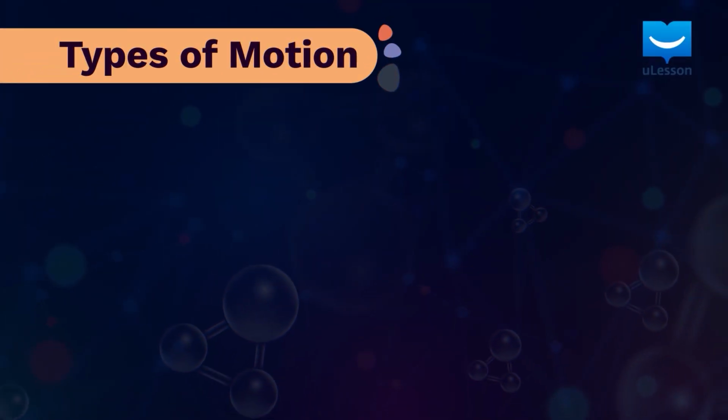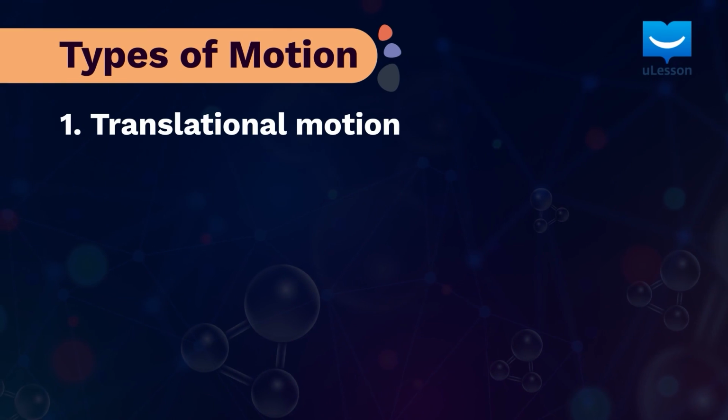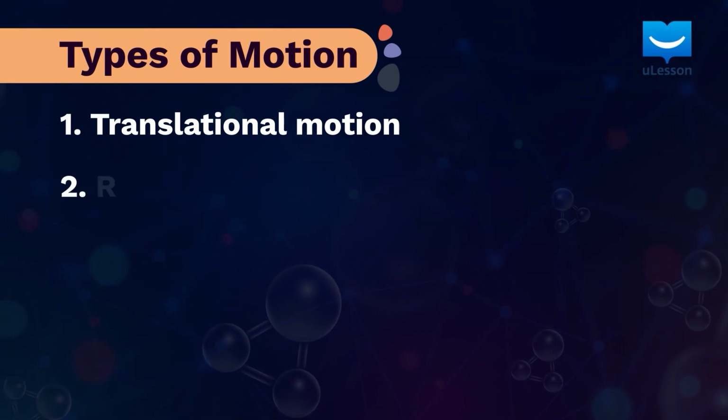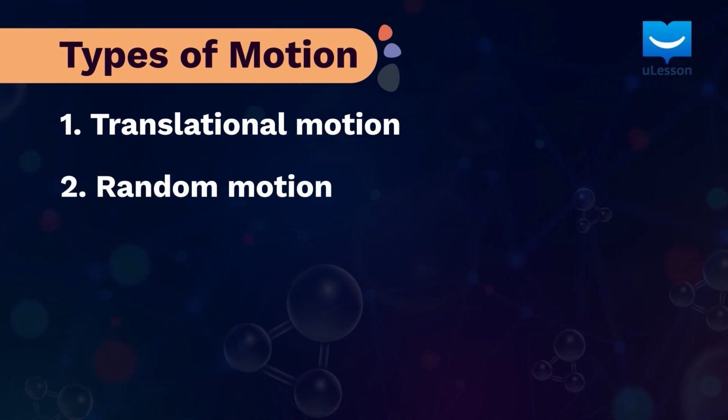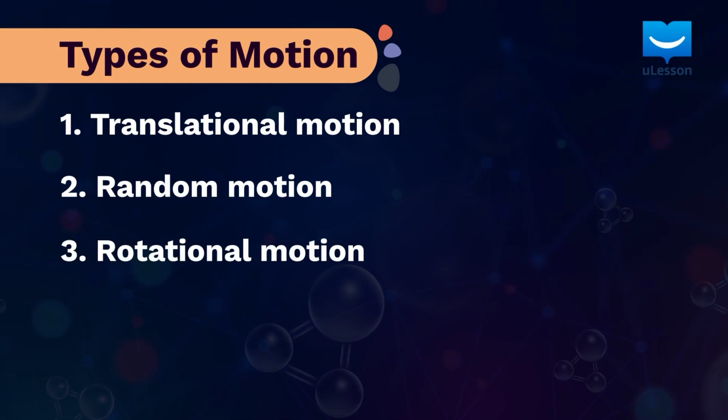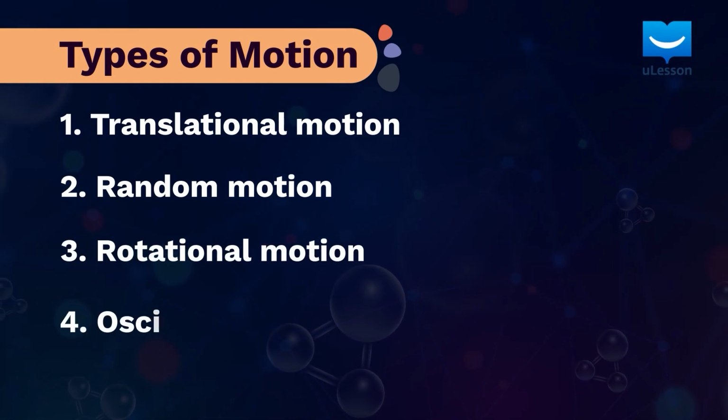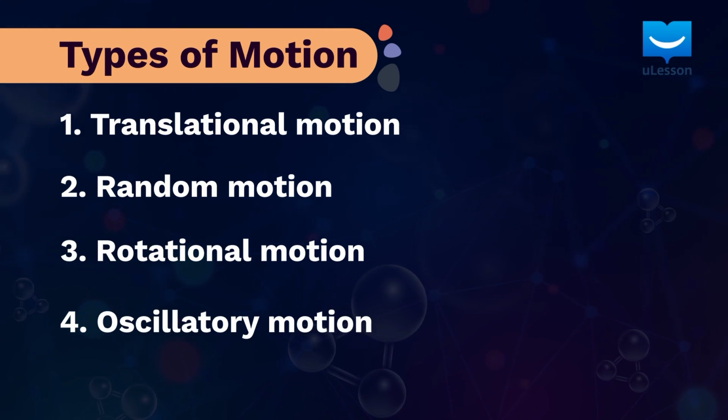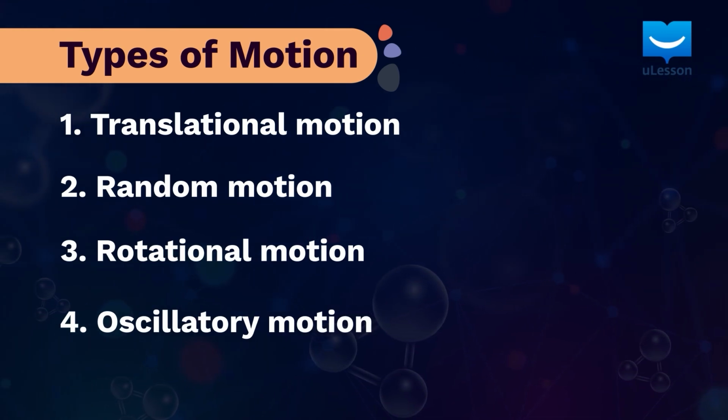When objects move, they do so in different ways. The core of this lesson is for us to understand the different types of motion so that we will be able to identify them when we encounter them. We shall be treating the following types of motion. Number 1, translational and rectilinear motion. Number 2, random motion. Number 3, rotational and spin motion. And lastly, oscillatory and circular or orbital motion. Now, we start with the first one.